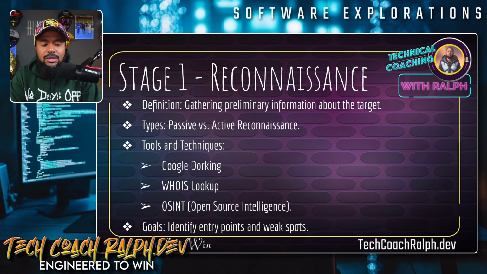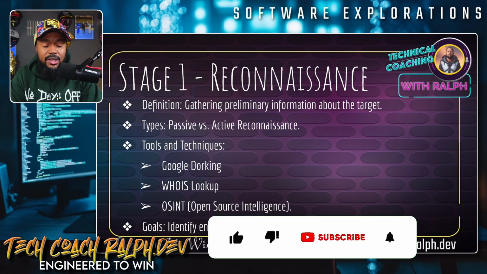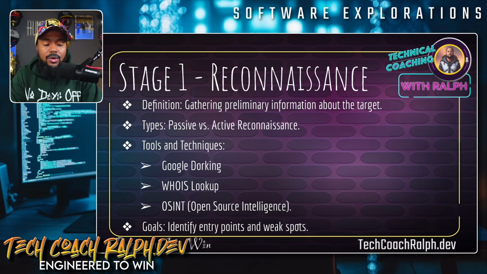Some tools that are used during the reconnaissance phase are Google dorking, which I am totally not familiar with, but that's definitely something we're going to get into during the course. The link for the course that we're going through is pinned to the top of the chat as well as in the description. There's WhoIsLookup.